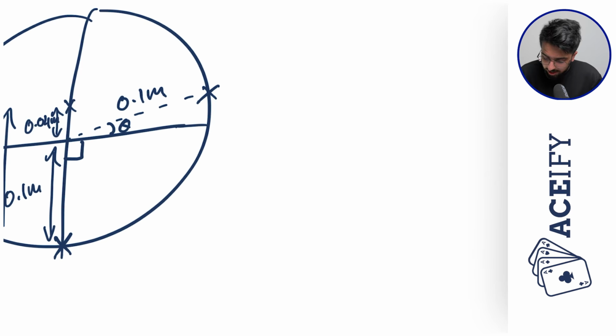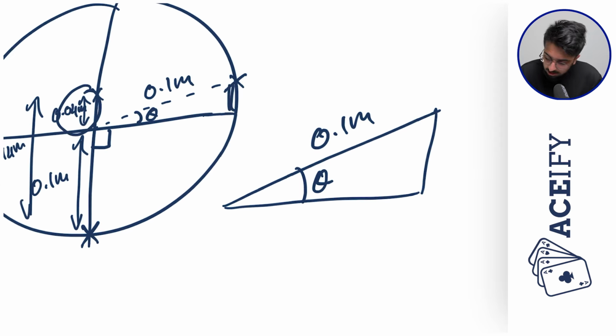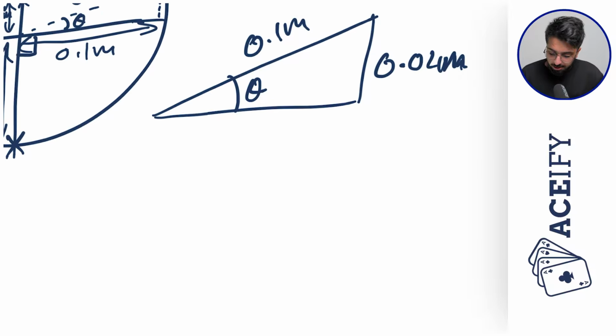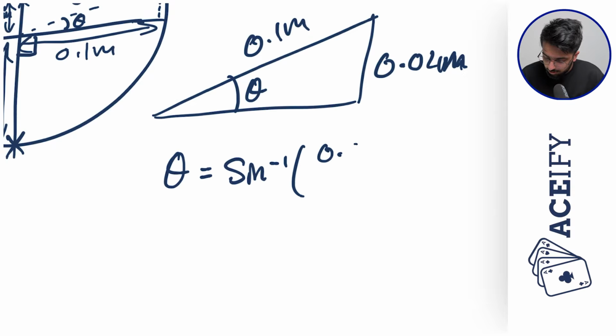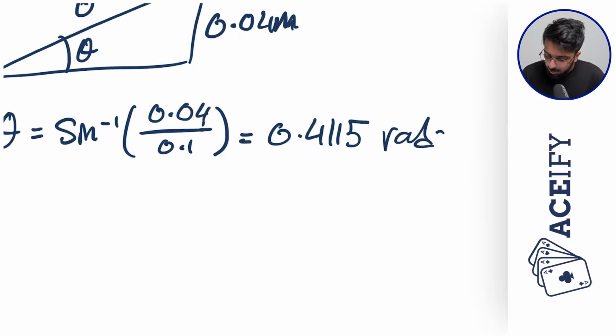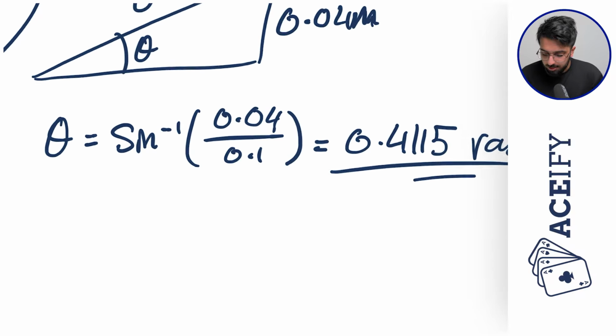Let's draw out that right angle triangle to make it easier to work with. We have our theta here, our 0.1 meters, and this distance right here is equal to this distance, so that's 0.04 meters. To find our theta, we can use our inverse sine relationship, 0.04 all over 0.1. This gives us an angle of 0.4115, and that's in radians. Now remember, always work in radians when you're using the reference circle. So that's our theta value.